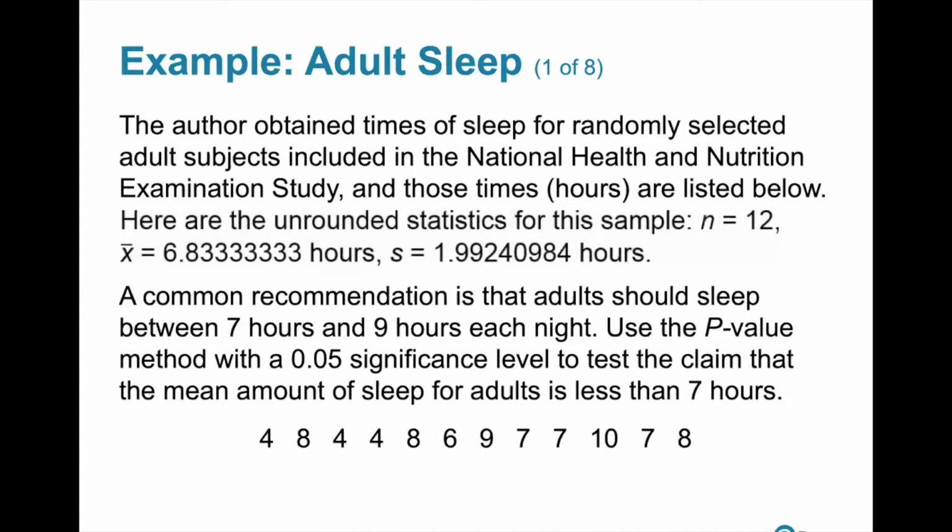A common recommendation is that adults should sleep between 7 and 9 hours each night. We're going to use the p-value method with a 0.05 significance level to test the claim that the mean amount of sleep for adults is less than 7 hours. Now notice they've given me the actual sample data. However, they were also nice enough to provide the sample statistics, so we won't need to do anything with this sample data.